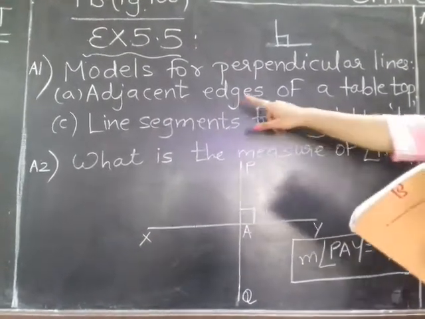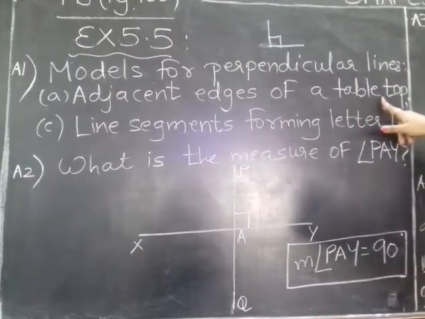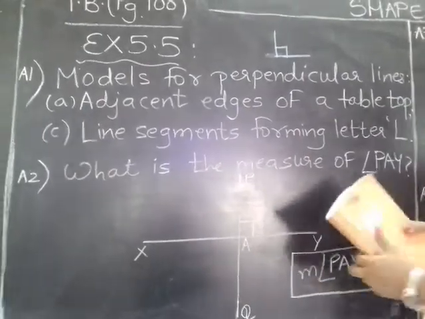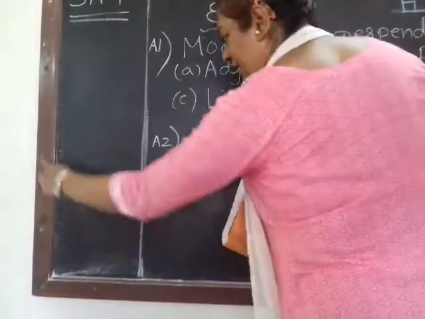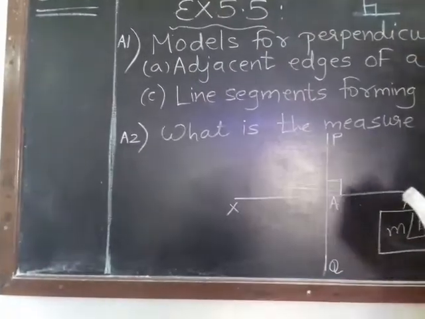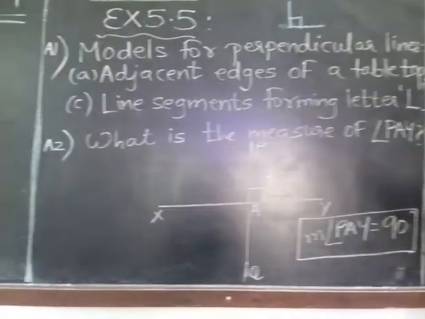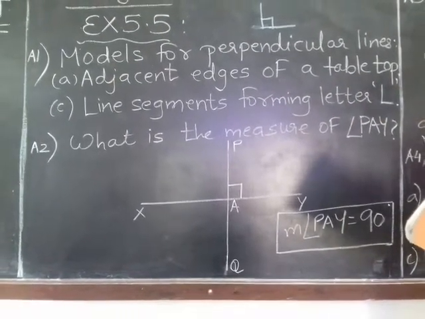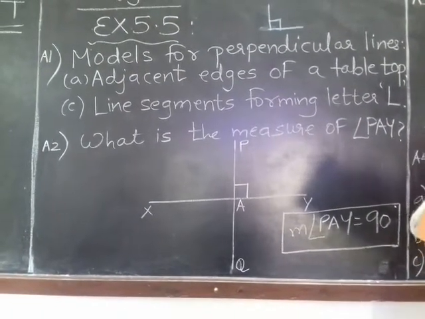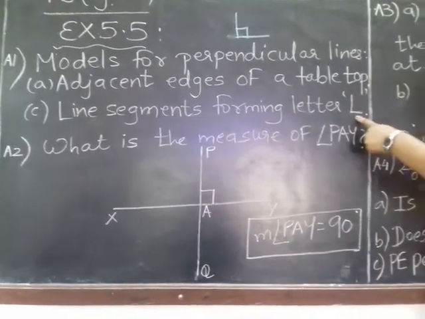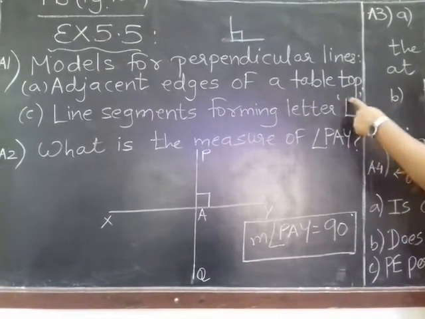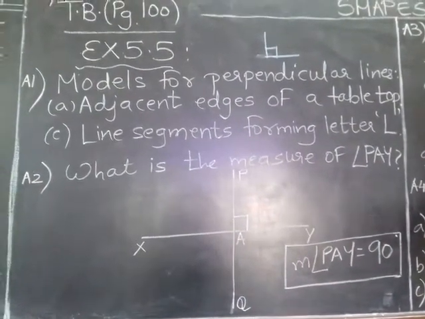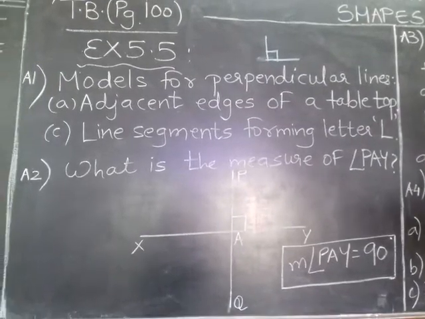They are letter A, adjacent edges of a table top. You know the table, you have two adjacent sides like this where the board is, right? This is a perpendicular line example. So letter A is an answer, the adjacent edges of a tabletop, and option C, the line segments forming the letter L. In L you can clearly see where two lines intersect each other and they form a right angle. So the answer is option A and option C.